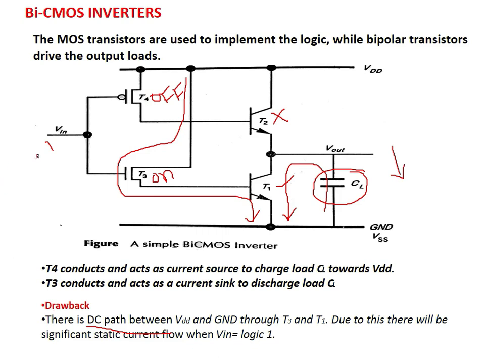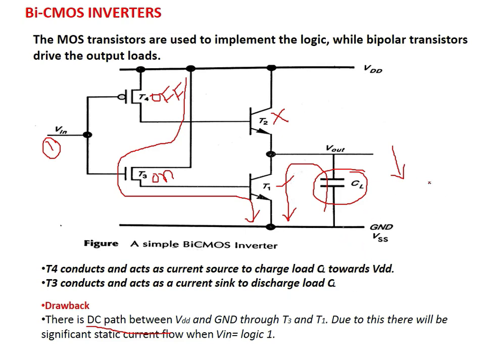Okay, in the second case, if logic 1 or high input is applied, what is happening? From VDD to ground, there is a path existing. Due to that, static current flows, and some drop will occur through that path. That is the drawback. To eliminate this drawback, we use alternate BiCMOS inverter circuits.